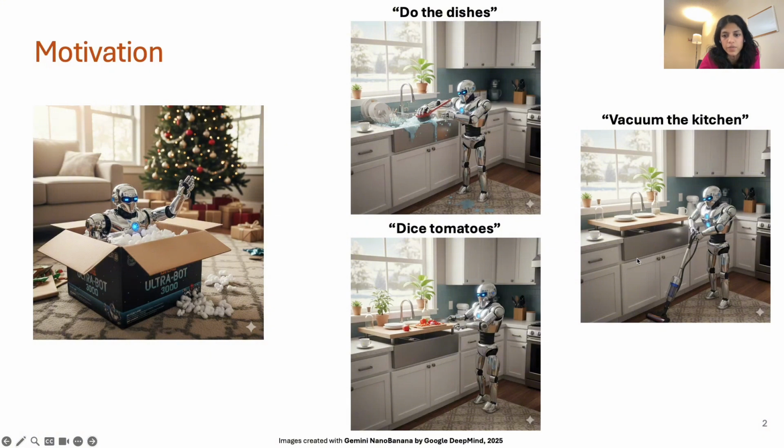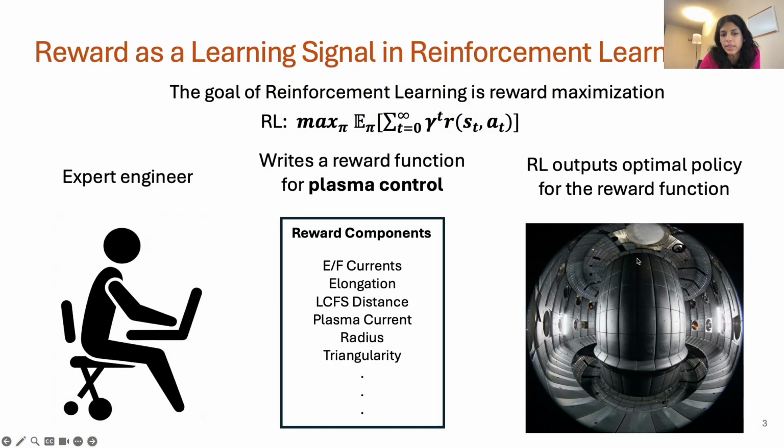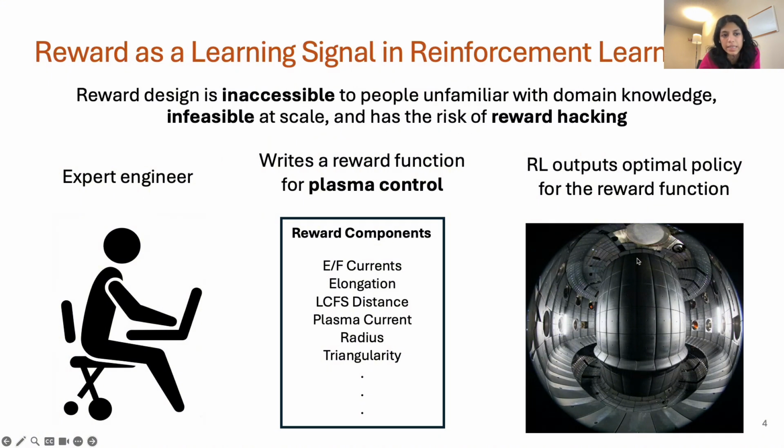We use unsupervised reinforcement learning and foundation models to enable zero-shot behavior from language prompt. So let's get started. Reinforcement learning concerns with decision making for reward maximization. To train RL agents to perform specific tasks typically requires reward design. For example, say you want to develop an RL agent for plasma control. This will usually require an expert engineer with domain knowledge to design a reward function that can capture the complexity of the task. This makes reward design inaccessible to people unfamiliar with domain knowledge.